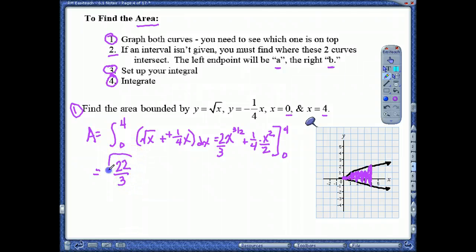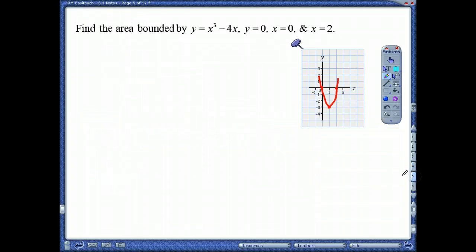Now, if you come up with an answer that turns out to be negative, that means you chose the top function incorrectly. They're actually switched. So if you get a negative area, go back and check your setup. Okay? Let's look at our next example.